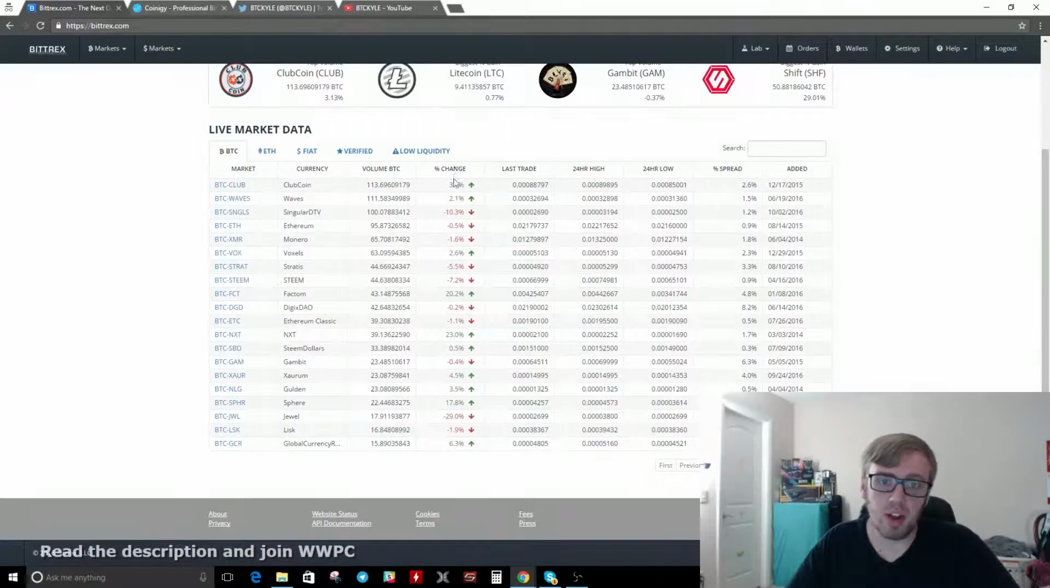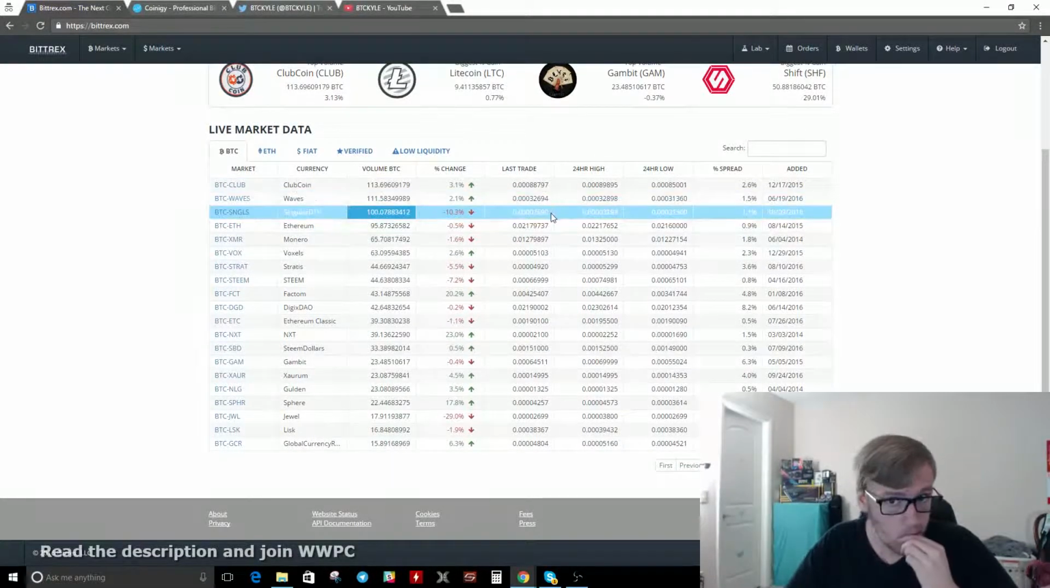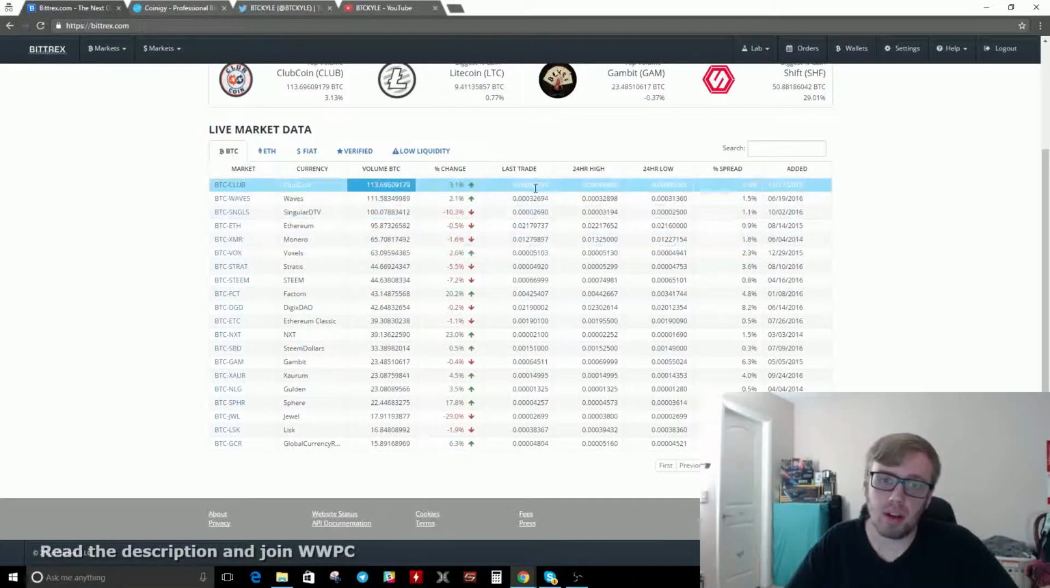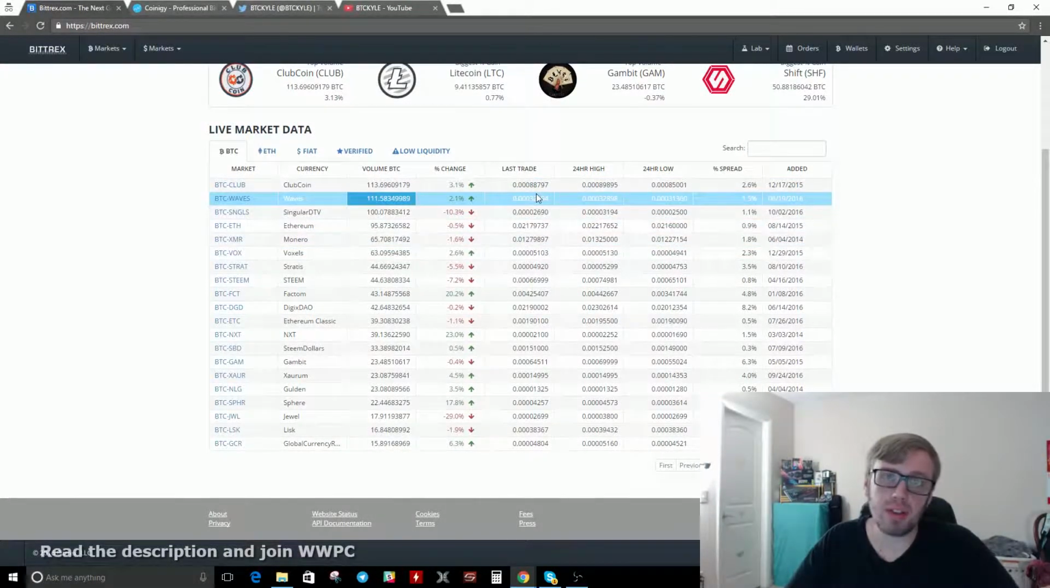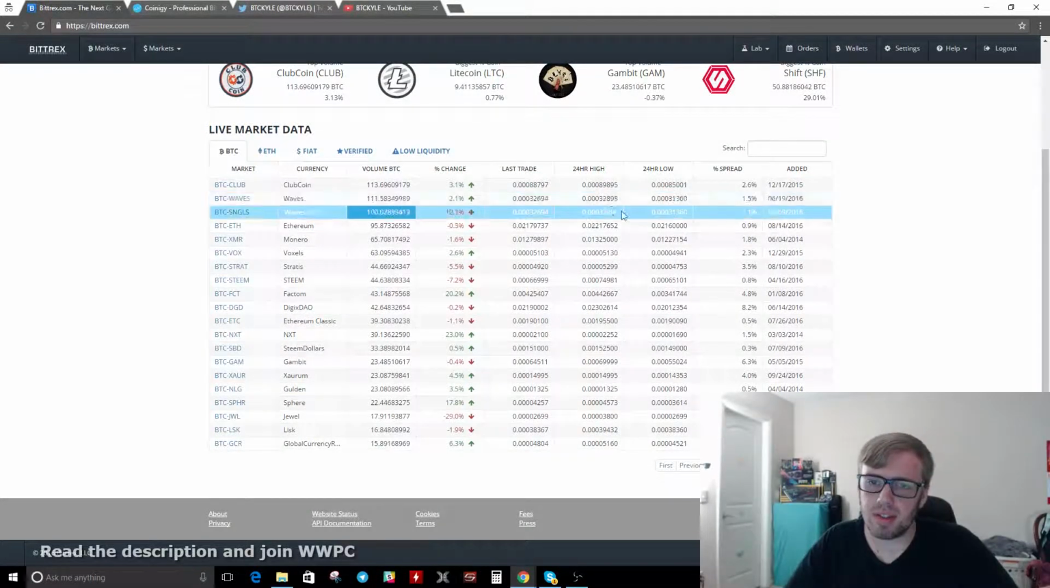The percent change, obviously, you can look here. This asset went up 3.1%, and Singular DTV went down 10% today, and that is within a 24-hour period. Okay, last trade, that obviously represents what the last trade was, what the actual value was of that last trade, and that is represented in Bitcoin, and we'll get more into that in just a second.